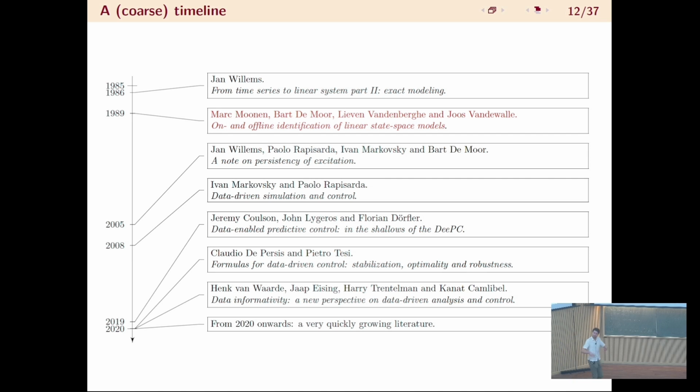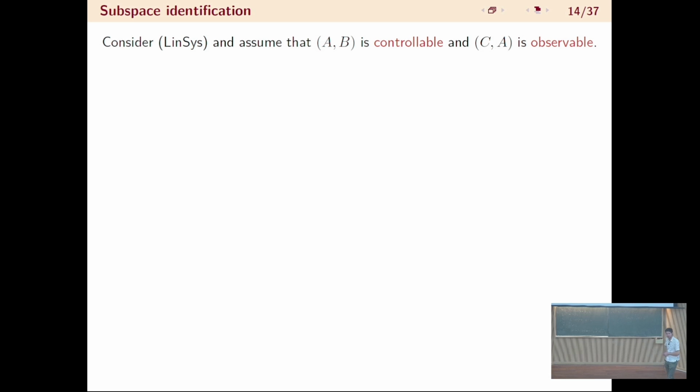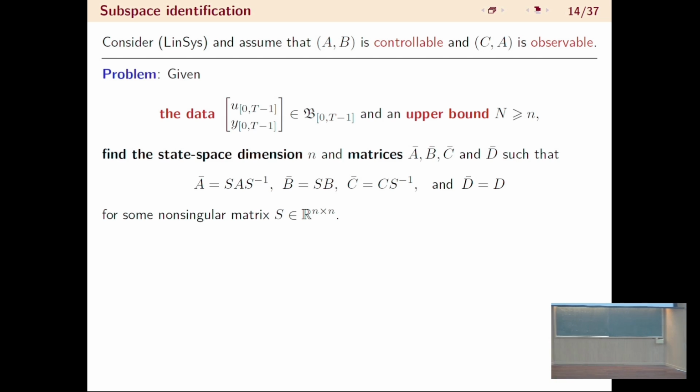Great. So now, with all these mathematical preliminaries out of the way, I can start by discussing the first paper about subspace identification. I will skip for the moment the discussion of Jan Willem's paper. In fact, in that paper, there is an idea that gave rise to subspace identification, but I'll come back to that later on. So let's start with subspace identification. I consider again my linear system. I assume that (A, B) is controllable and (C, A) is observable. And then let's formulate the subspace identification problem.